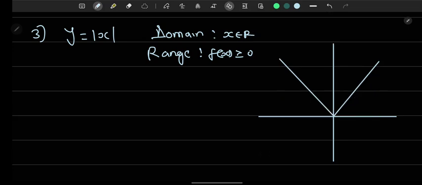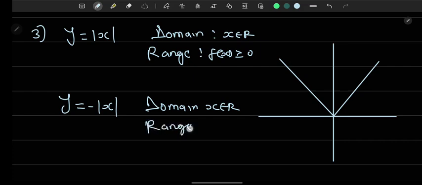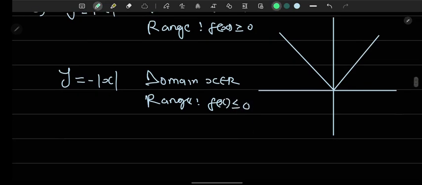Okay, then for its reflection, which is y equals minus absolute value of x, this actually reflects on x-axis as well. So when that reflects, the domain here is set of real numbers, and the range is f of x less than or equals to 0. Okay, and now when this particular curve reflects on x-axis, we are going to have something like this.